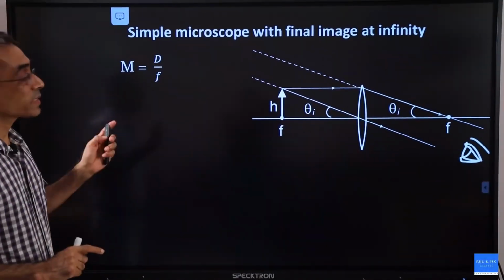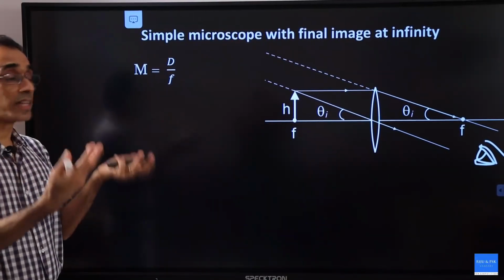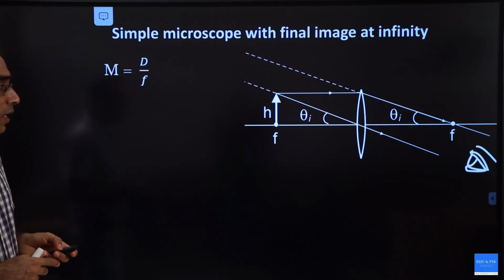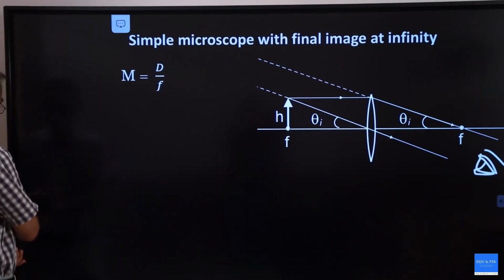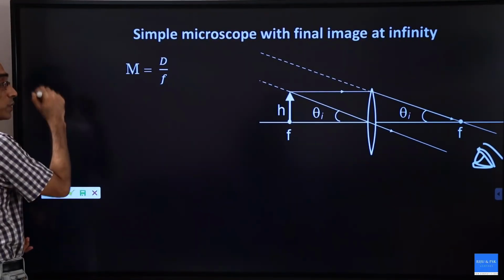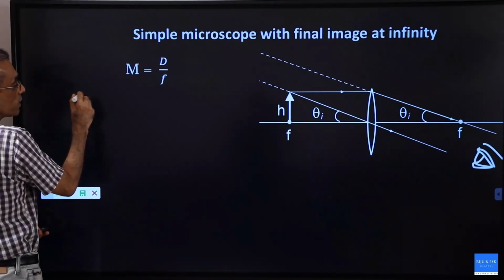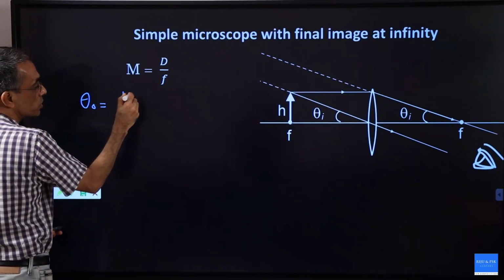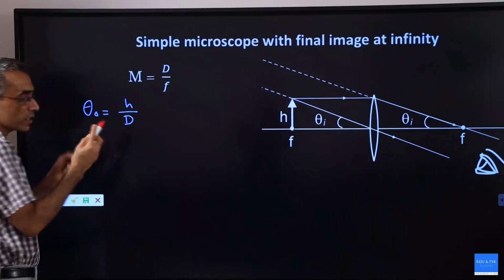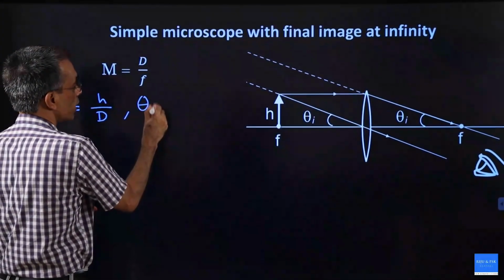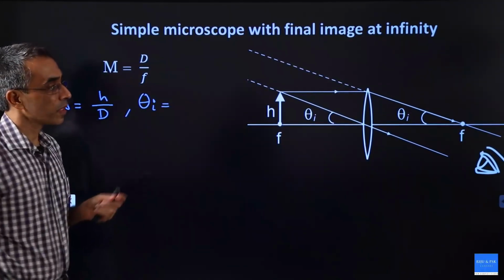Next one, the second mode, the relaxed mode: simple microscope with final image at infinity. Again I will tell you the first relation that you should keep in mind. When you see directly, the angular size of the object is equal to h divided by d. When we see an object at d, this is the angular size. But now you need to find out the angular size of the image. Look at the diagram.